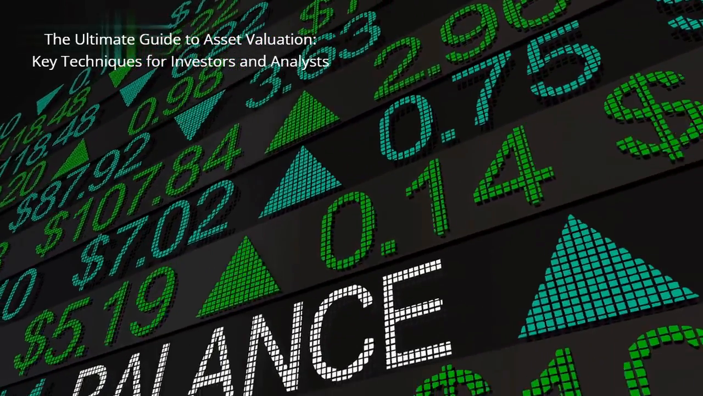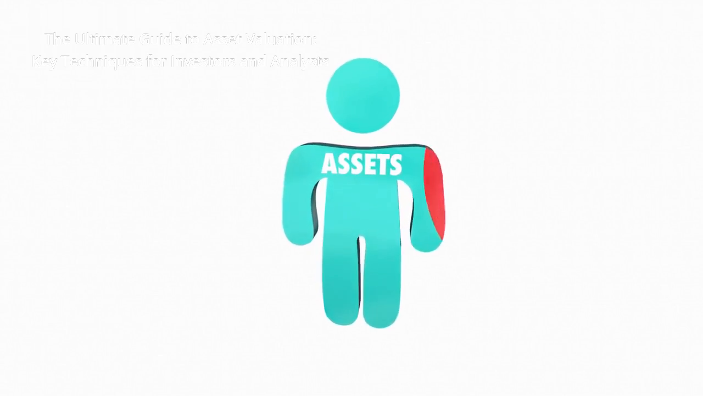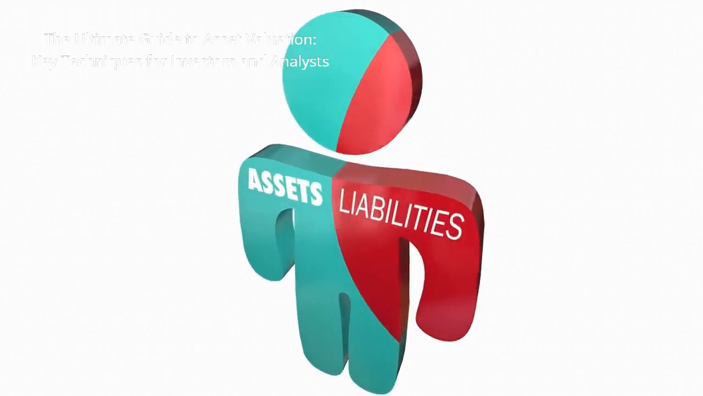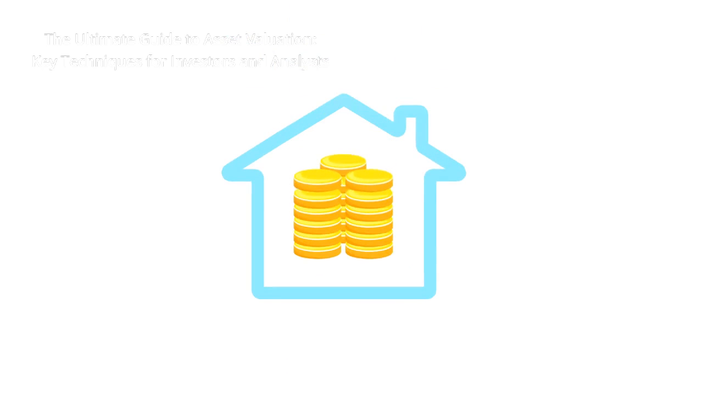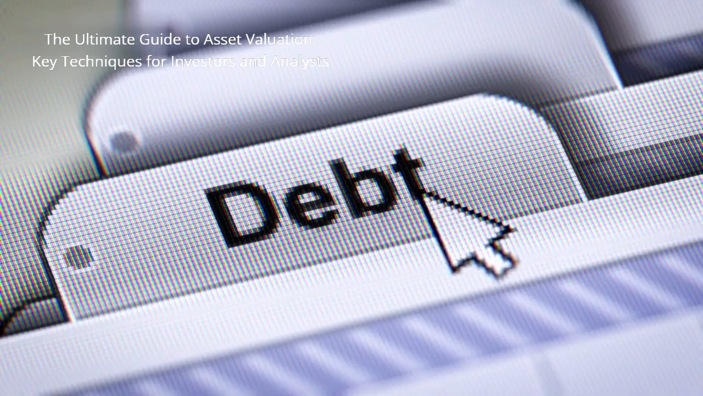3. Net asset value, NAV, method. Concept: This method focuses on determining the net value of the company's assets after deducting its liabilities. Application: Aggregate the value of all assets owned by the company, land, buildings, equipment, etc. Deduct debts and liabilities from the value of the assets to obtain the net value.